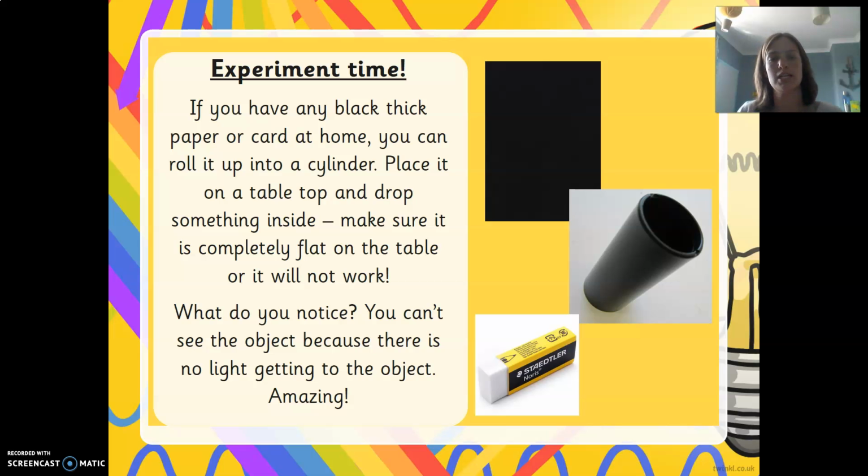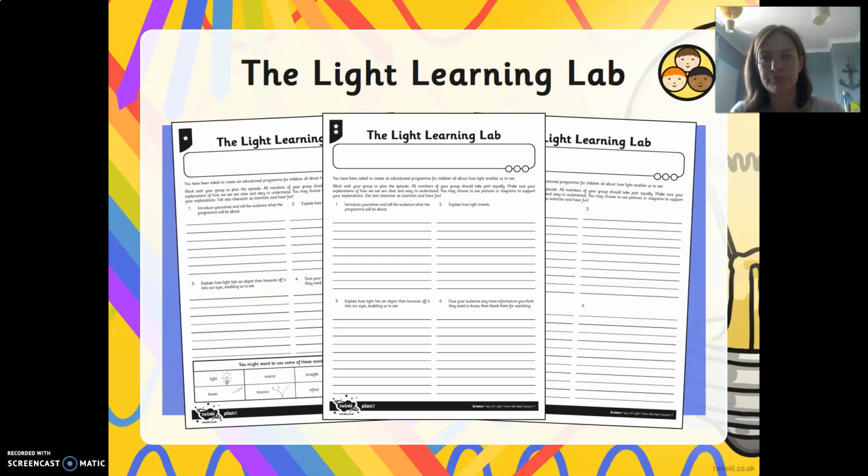So what do you notice? You can't see the object because there is no light getting to the object. So it's something that you could definitely try at home. If you want to pause me now and go and have a look, you can go and do that. I think it would work with a dark coloured piece of paper too. It needs to be a darker piece of paper or cardboard, something thick, so that it doesn't allow the light to travel through.